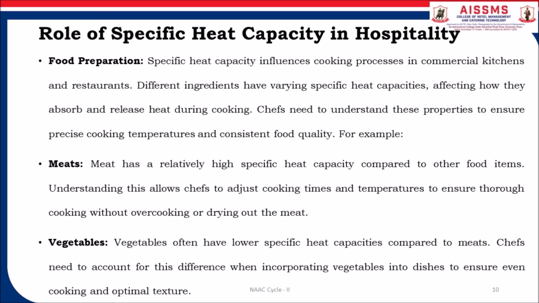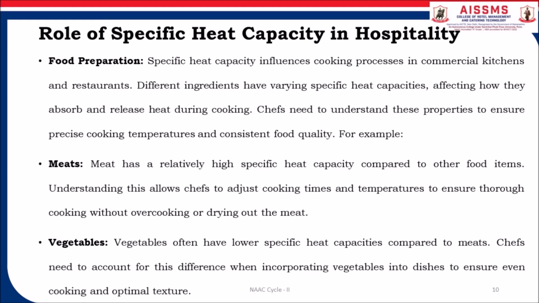For example, meats. Meats like pork, beef, chicken, lamb, and a few others have relatively high specific heat capacity in comparison to other food items. This allows chefs to adjust their cooking time and temperatures to ensure thorough cooking without overcooking or drying out the meat.